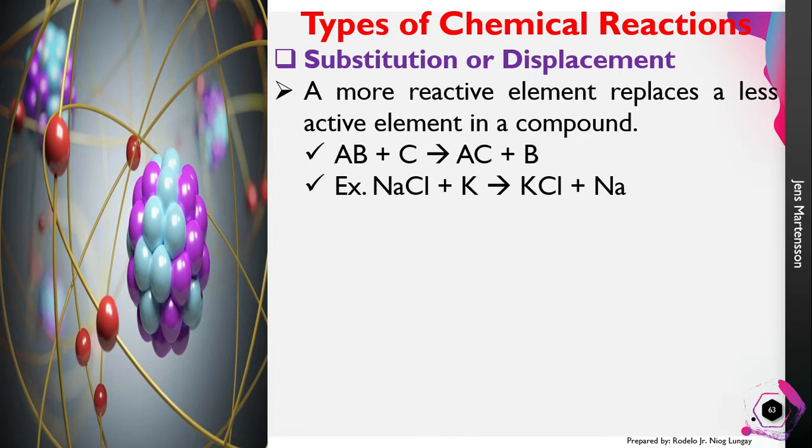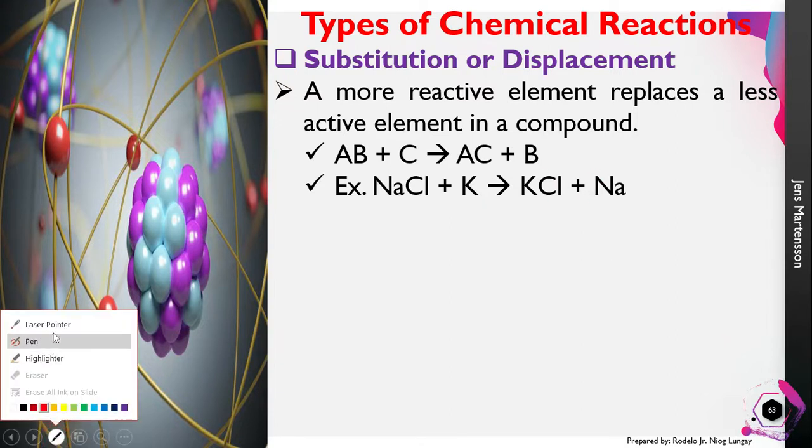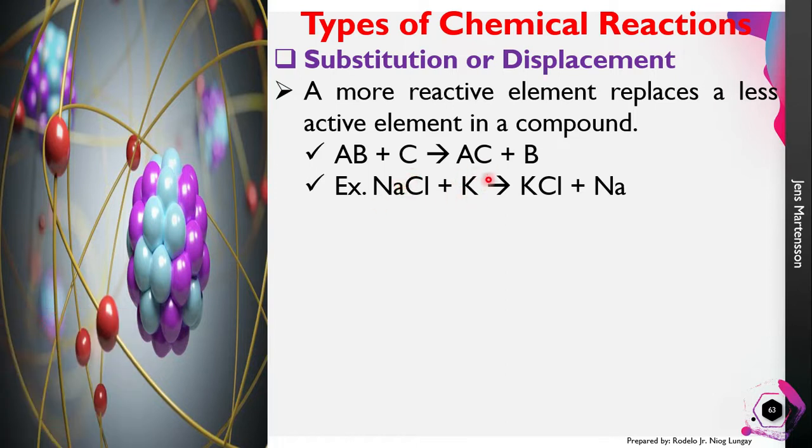Here in our example, we have sodium chloride reacting with potassium. Potassium replaced sodium because potassium is more reactive than sodium. That is why our products are potassium chloride and sodium. Again, potassium here is more reactive compared to sodium, that is why potassium displaced sodium. So in our product we have potassium chloride and sodium, in which the reactants of this chemical reaction are sodium chloride and potassium.